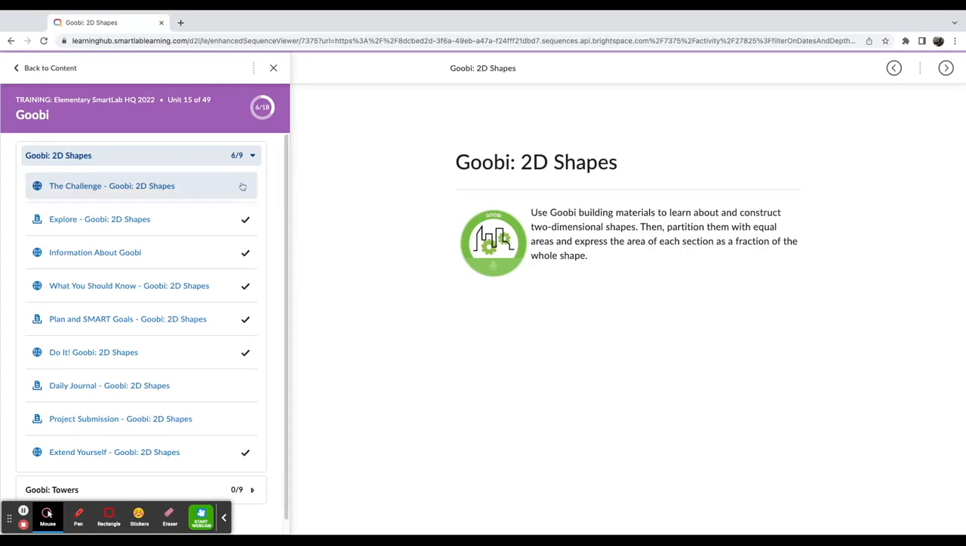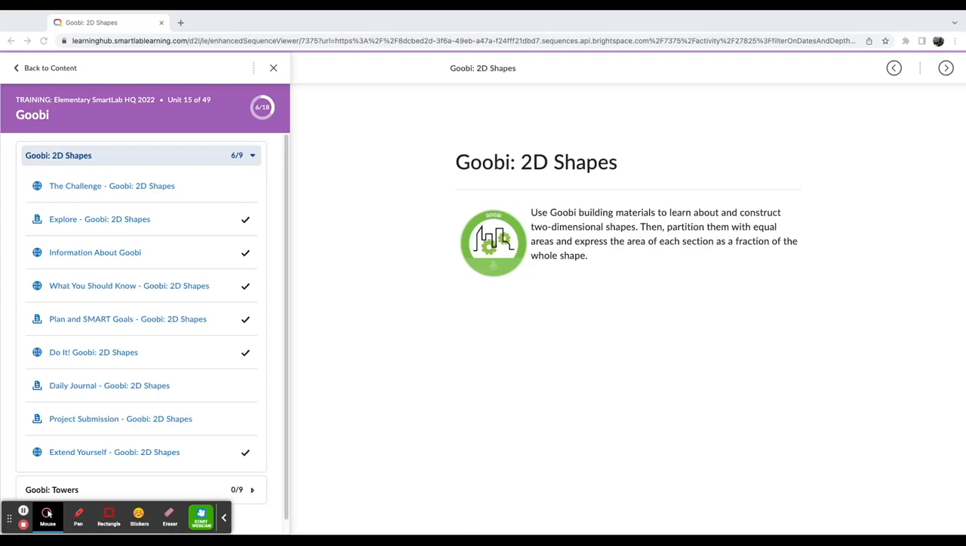When you click on a project starter, for example, let's say Gooby 2D shapes, 9 pages appear on the left of the screen. Any icon you see in a project starter with a page symbol, these are assignment pages, and they are one of the steps involved in the SmartLab learning process. You see Explore, Plan and SMART goals. The daily journal is the reflect part of the SmartLab learning process. And then project submission can be used during your student's share day. The assignments allow students to utilize the framework as a checkpoint in their learning and their SMART goal.